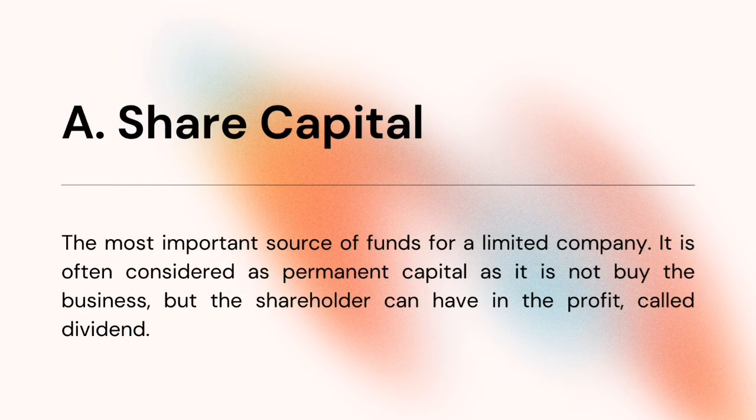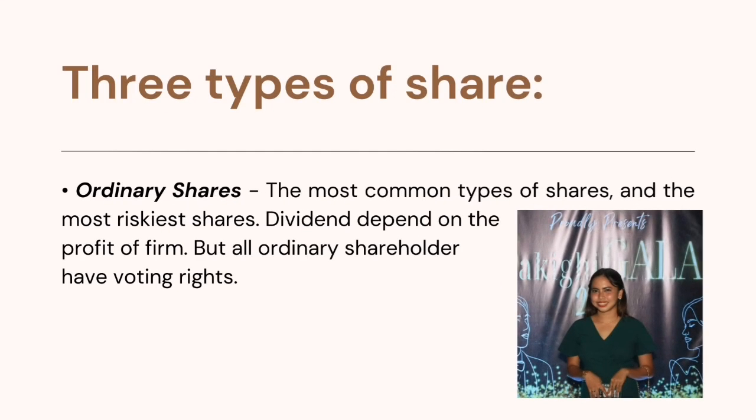Share capital. The most important source of funds for a limited company, it is often considered as permanent capital as it is not repaid by the business, but the shareholder can have a share in the profit called dividend. The three types of shares are ordinary shares, preference shares, and deferred shares. Ordinary shares are the most common types of shares and the riskiest shares. Dividend depends on the profit of the firm, but all ordinary shareholders have voting rights.